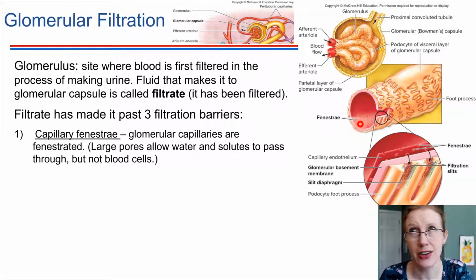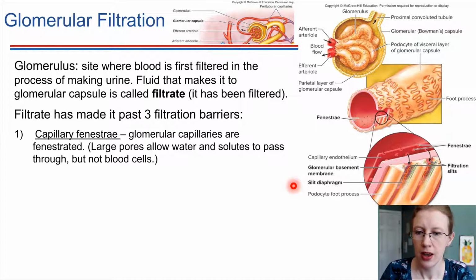Glomerular capillaries are fenestrated. It just means they have large pores, and that allows water to pass through pretty easily, and things that are dissolved in the water can pass through. What can't pass through are large objects like blood cells. So red blood cells, white blood cells, right? We don't want those to get flushed out with the urine. We want to hold them back. Those are important components of blood. So those get held back. They do not pass through the pores.